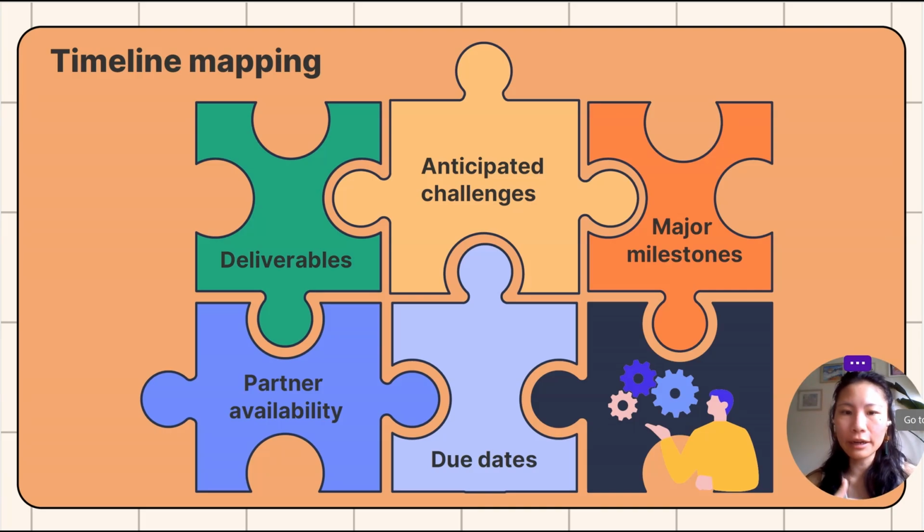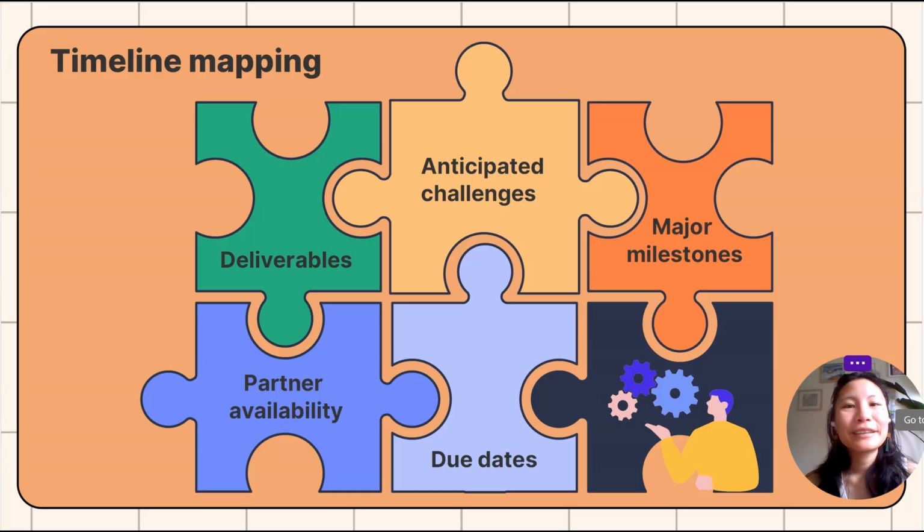So that's very, very important as you move towards scheduling meetings. You're going to need to know who of the partners have to be a part of it, and you'll need to know their availability. So that is a very important part of the timeline mapping. And moving through to this next puzzle piece, which is due dates. This directly correlates with the deliverables, because you will want to know with each piece what is the due date for it.